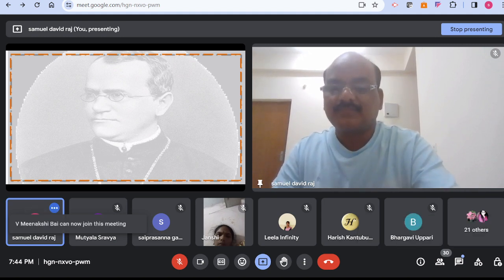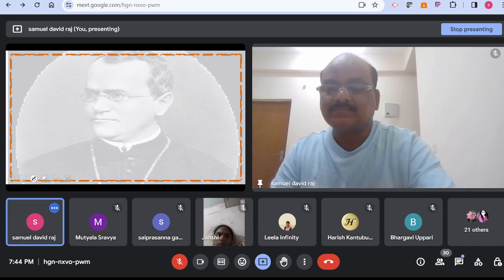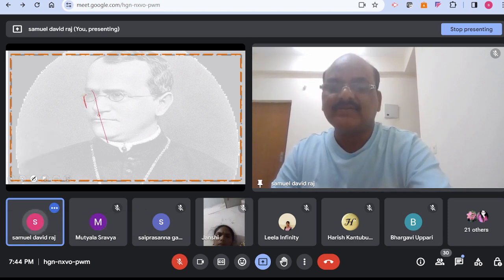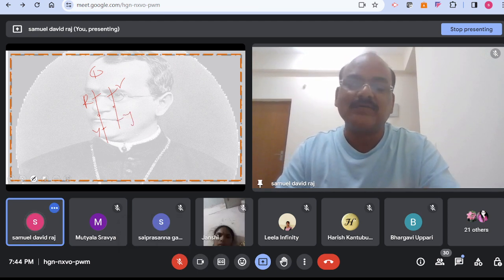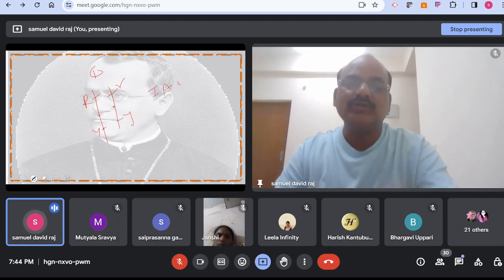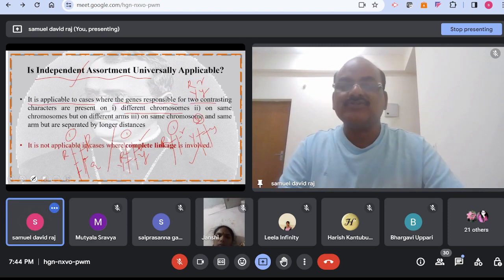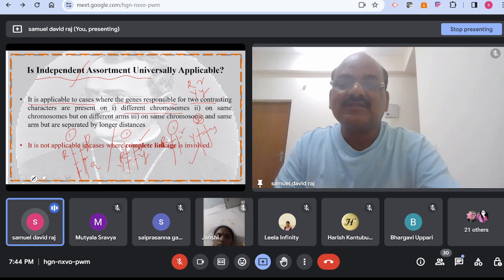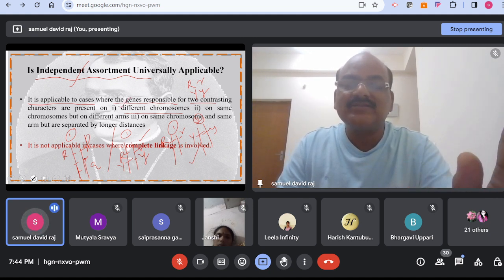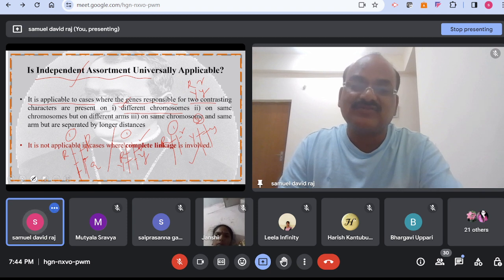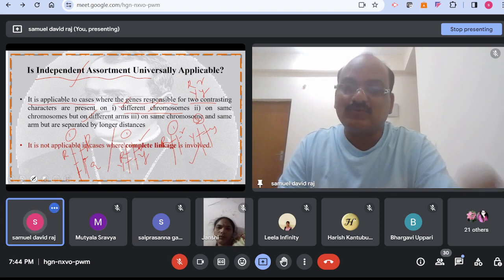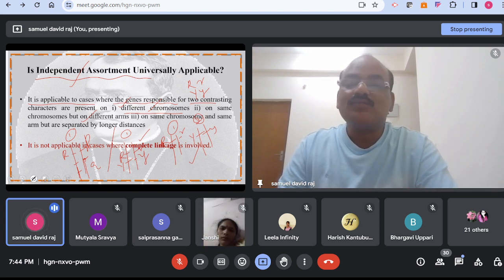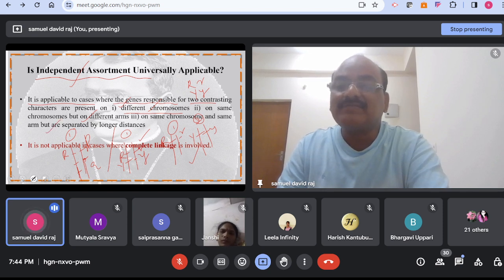If capital R and small r are present on one arm, and capital Y and small y are present on the other arm, then independent assortment would take place. So for independent assortment to occur, there are conditions. One is that the genes responsible for the two pairs of contrasting characters should be present on different chromosomes. Even if they are on the same chromosome, they may be on different arms. Or on the same chromosome and same arm, but separated by a longer distance.